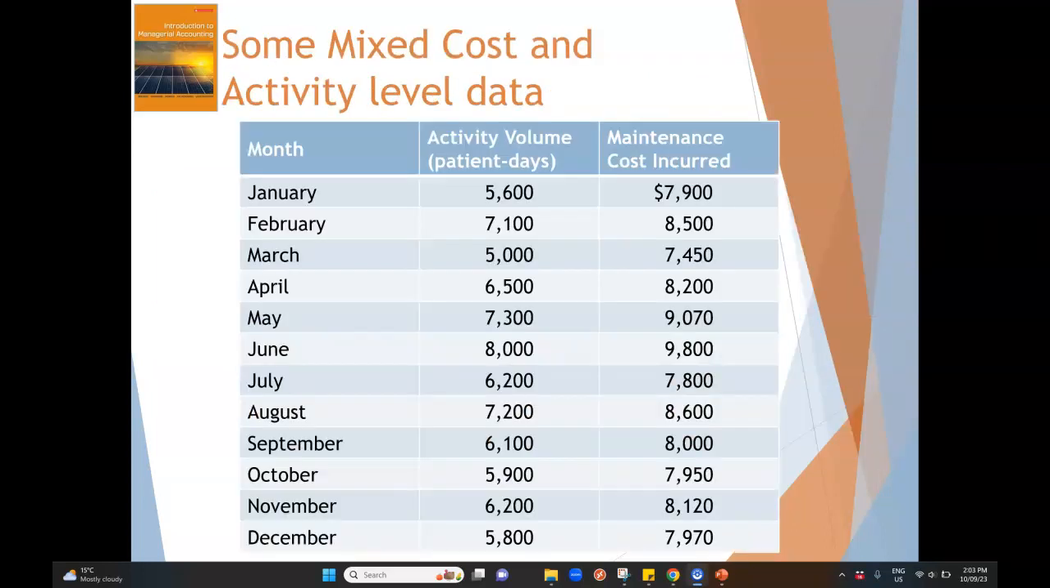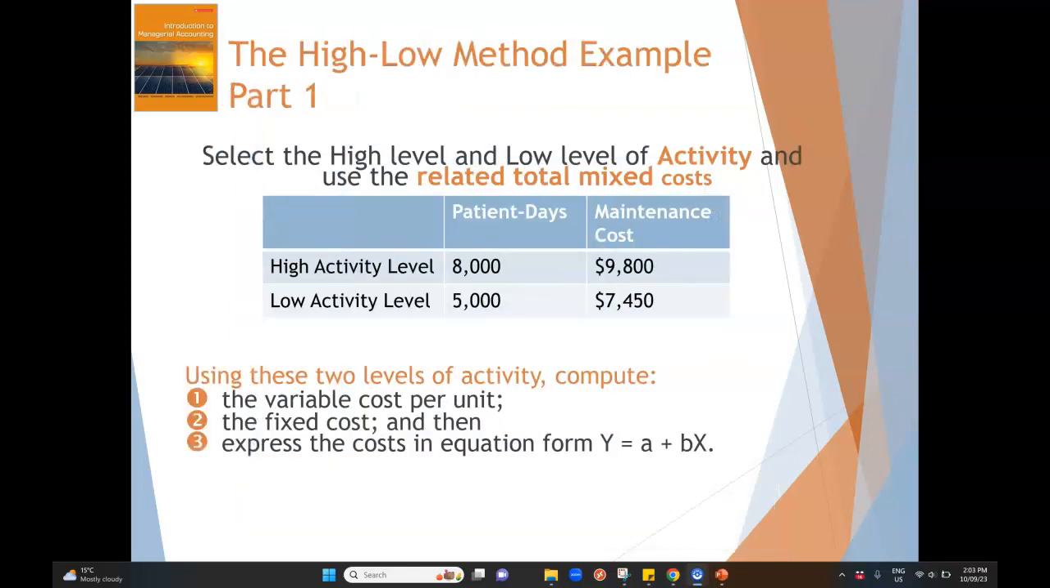Some mixed cost and activity level data: the month, activity volume, patient days, maintenance cost incurred. The high-low method example, Part 1. Select the high level and low level of activity and use the related total mixed costs. Using these two levels of activity, compute 1. the variable cost per unit, 2. the fixed cost, and then 3. express the costs in equation form, y equals a plus bx.